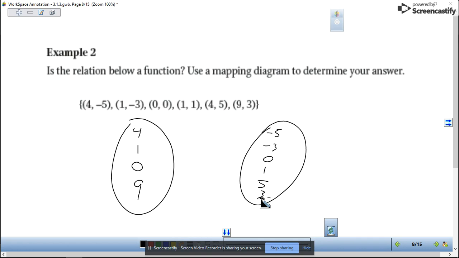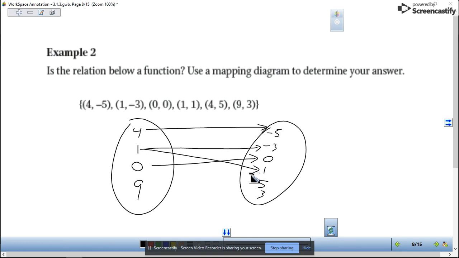All right, so what I have here is I have 4 goes to -5, then I have 1 goes to -3, I have 0 goes to 0, then I have 1 goes to 1. All right, I already had 1, so 1 goes to 1. Then I have 4, oh, I already have 4, goes to 5, and then I had 9 going to 3.